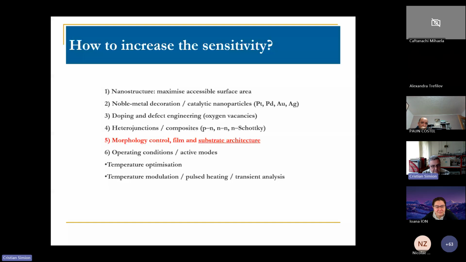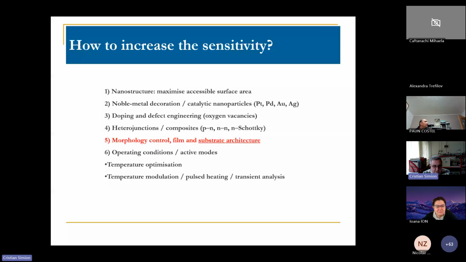Besides the nanostructure, increasing the surface area by noble metal decoration or doping and so on and so forth, herein we focused on substrate architecture. What I mean by substrate architecture is that we can increase the sensitivity by varying the interdigital distance of the platinum interdigital electrodes. And I'll show you how. We are dealing with a thick film material of about 2 or 3 micrometers, deposited, as I told you, on these planar substrates.